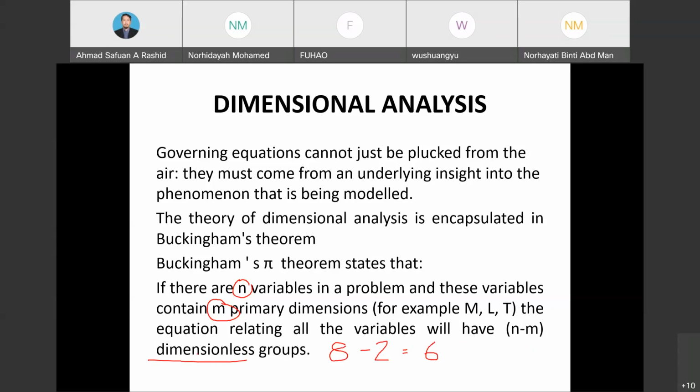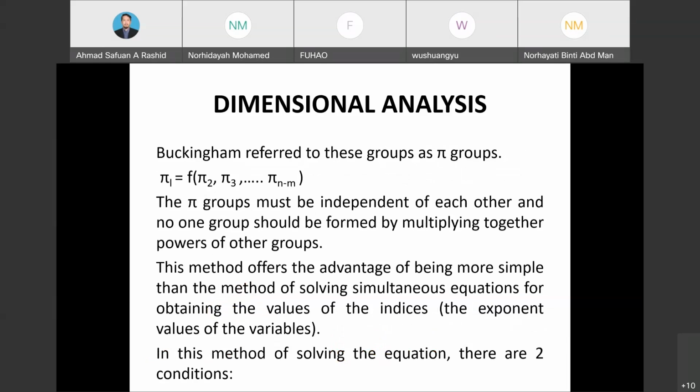So we need to derive the dimensionless equation. I will show several examples later on. This is just a very brief introduction part. Buckingham refers to these as groups. The groups must be independent of each other, and no one group should be formed by multiplying together powers of other groups. But at the end, it depends.